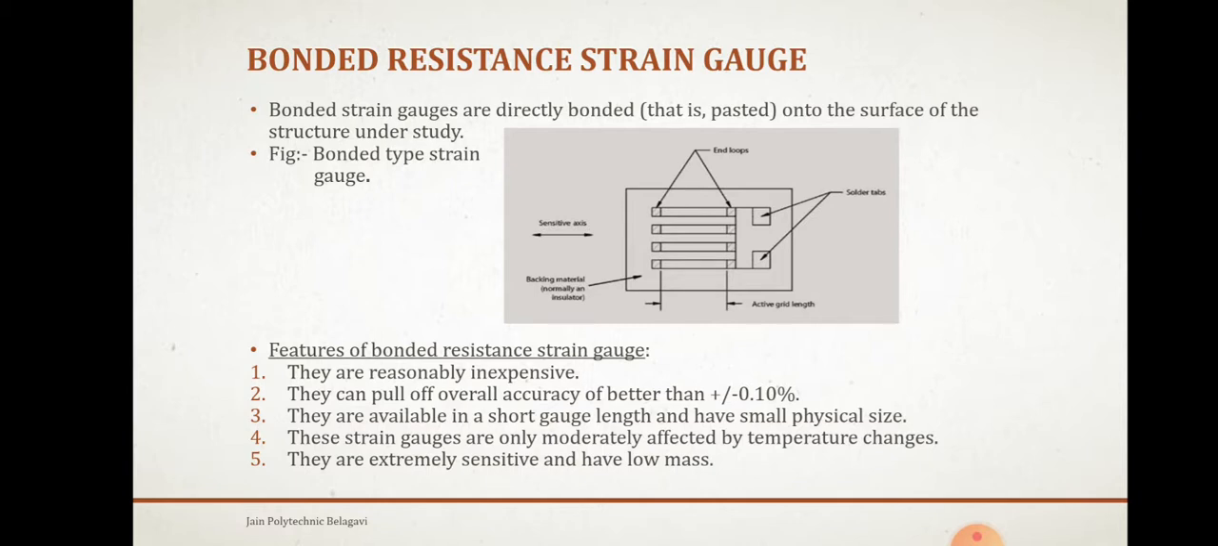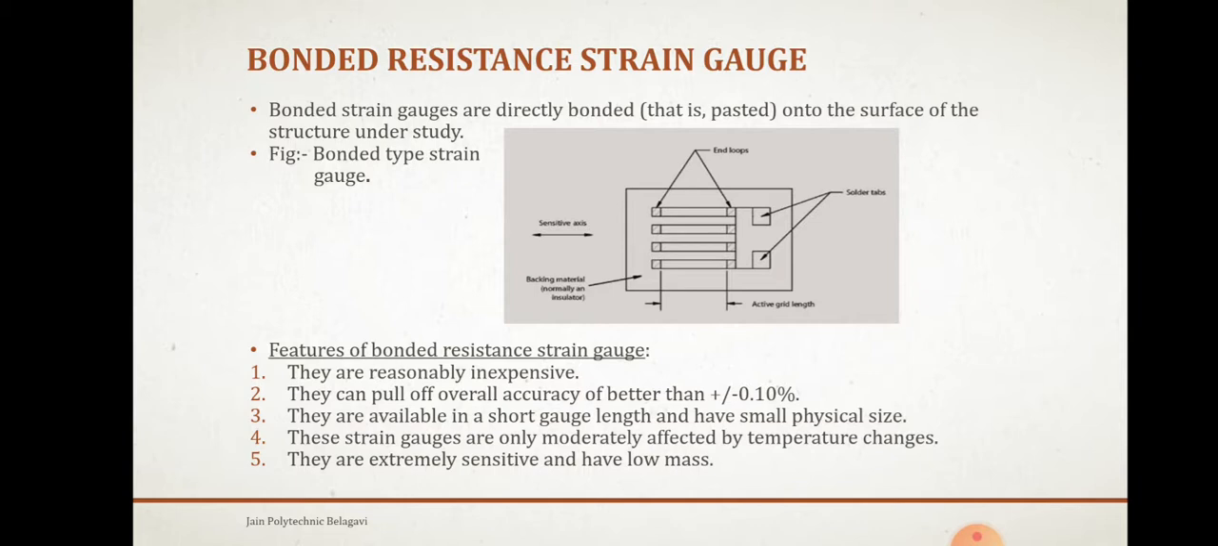The spreading of the wire permits uniform distribution of stress. So we spread it across that whole area, and the stress will be distributed uniformly. The carrier is then bonded or cemented to the member being studied. This permits a good transfer of strain from carrier to wire. So this is how a bonded strain gauge works.